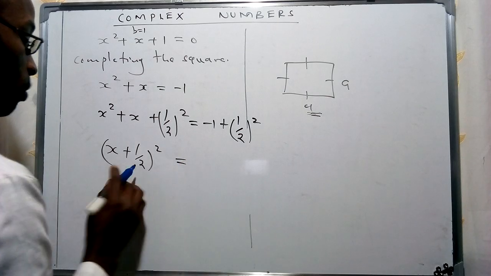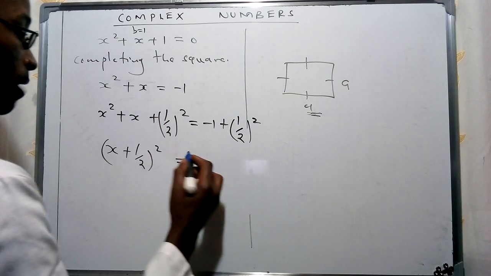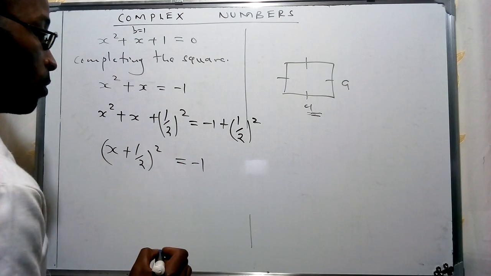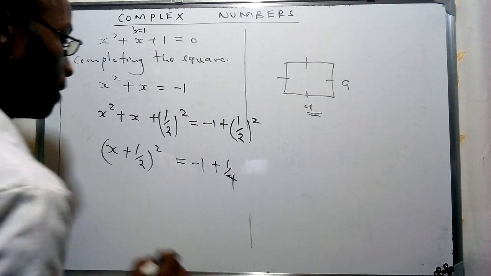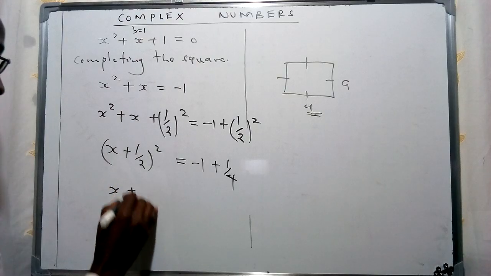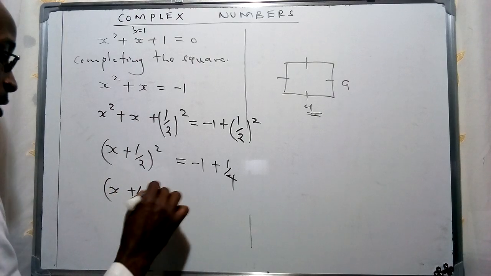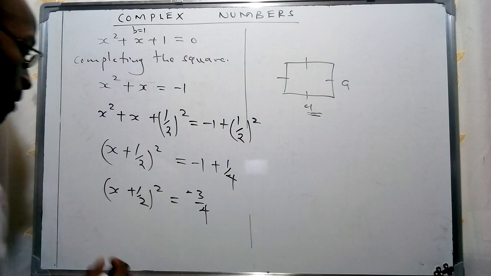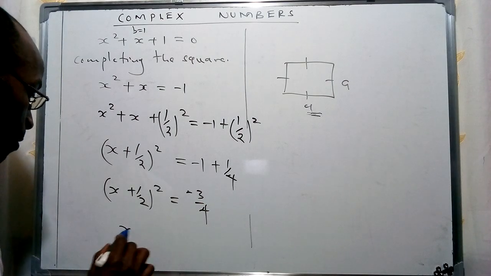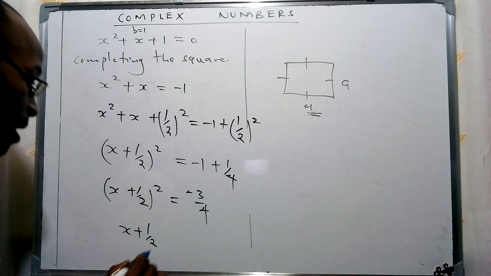And of course, this is going to be the square of the two factors. So therefore, we are going to have this one given in terms of positive. So this is going to be forming a quarter. And therefore, x plus a half, the square of that one is going to be representing -3 all over 4, given as such.